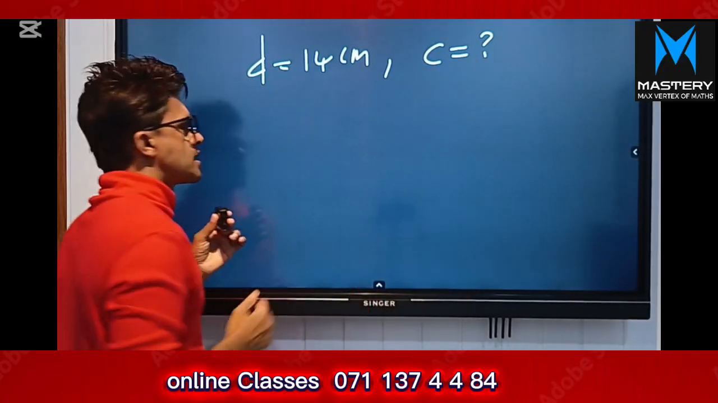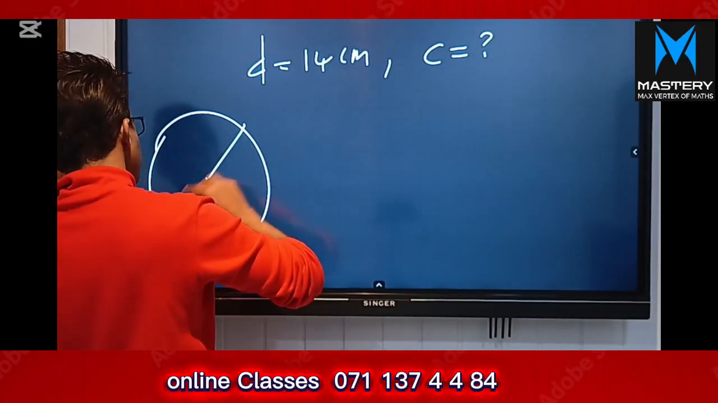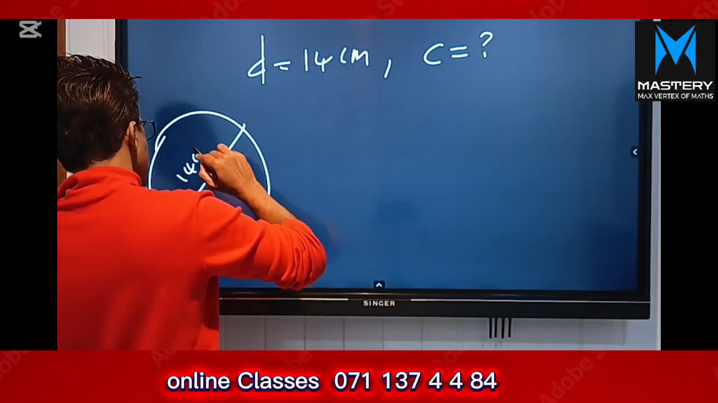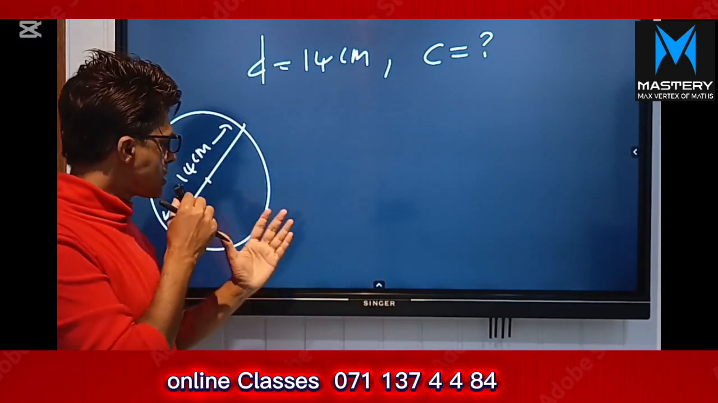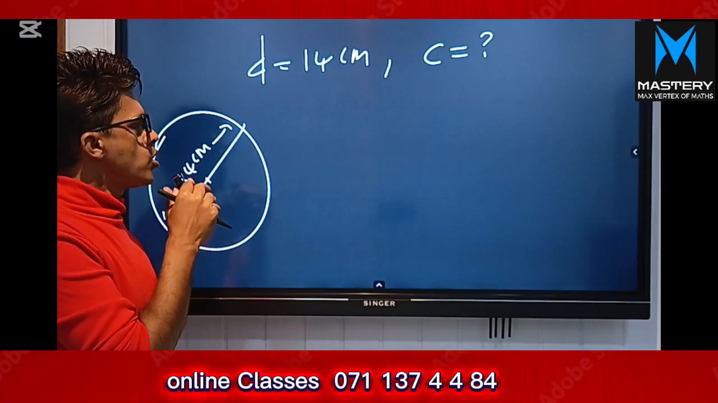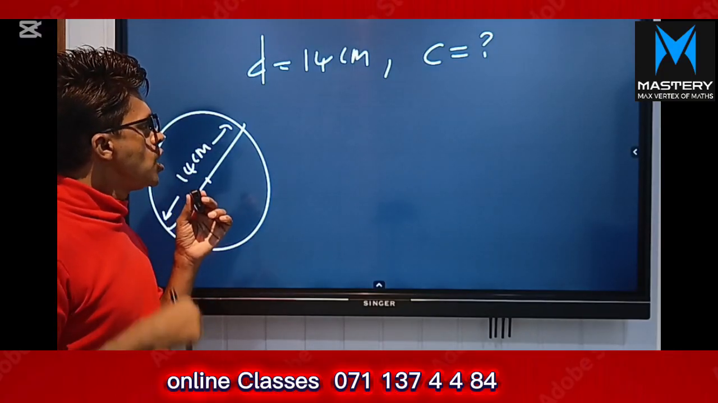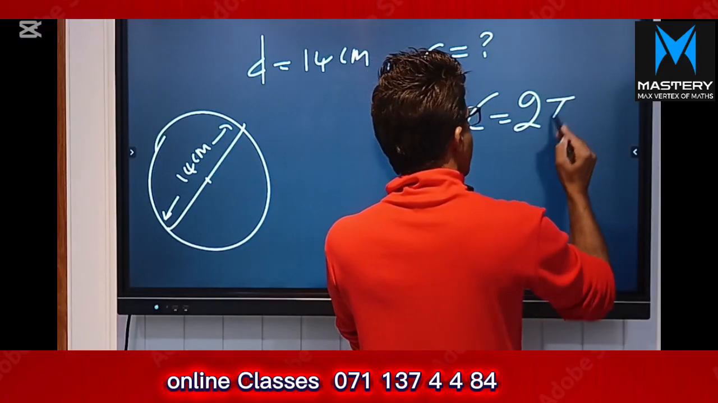C should be calculated. When it comes to a circle, the diameter is given. The diameter is 14 cm. You can calculate the value of C here. To get the value of C, you could generally use C equals 2 pi r.